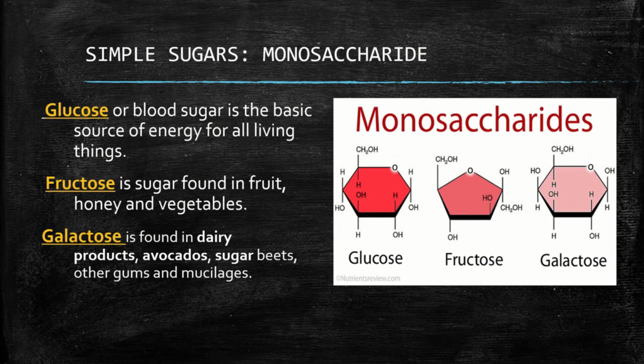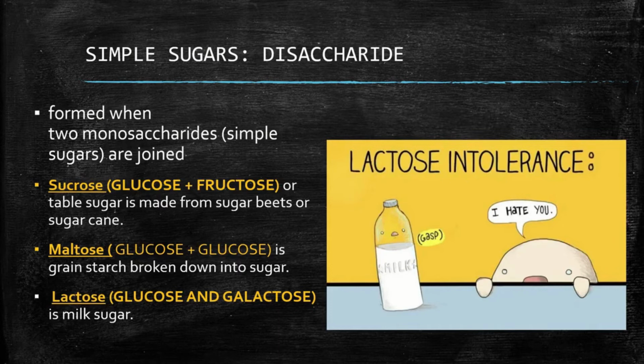Next, we have galactose. Galactose can be found in dairy products, avocado, sugar beets, and other gum and mucilages. So this is the galactose. Kung makikita nyo, para lang siyang mirror image ng glucose. We call them enantiomers. Okay lang kaya hindi nyo masyado maalala yung term. So there are simple sugars, we call them monosaccharide. Mono meaning one. Saccharide comes from the term saccharin, which means sugar. So monosaccharide means one sugar unit.